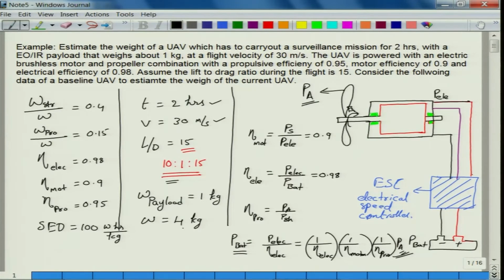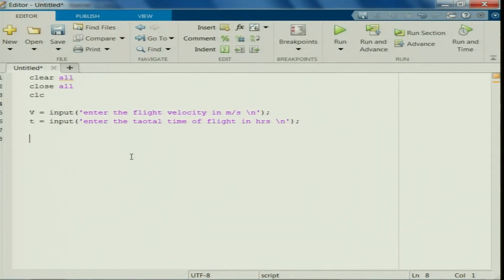This may not be for the 2 hours mission requirement like surveillance and L by D at 15 and velocity at 30 meters per second, right. So, that may not be exactly the same. But we will consider those details here. So, whatever was given, the baseline aircraft weight is given as 4 kg.